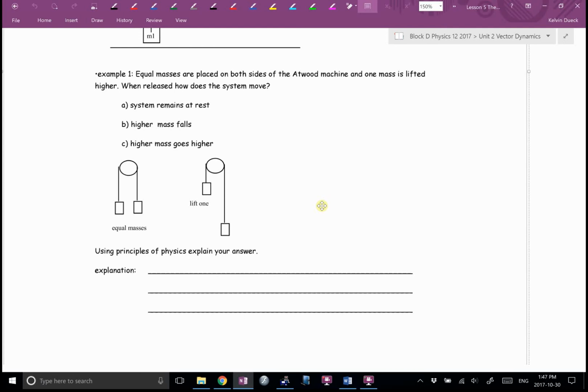Hey, we get to vote! Once again, how high we hold our hand up is how sure we are of the answer. So you see the thought experiment? A, the system remains at rest. B, the higher mass falls back down to the ground because you've lifted it up. Or C, the lower mass is closer to the earth and gets tugged stronger, lifting up the higher mass. Who says, yeah. Oh, we're voting? Ready? Who says A, remains at rest?